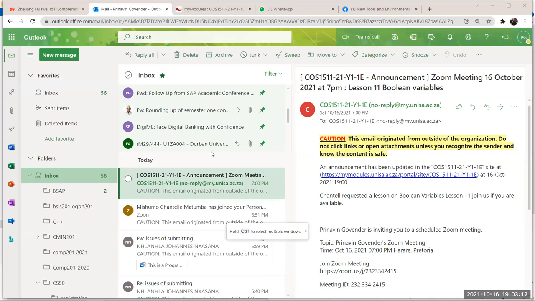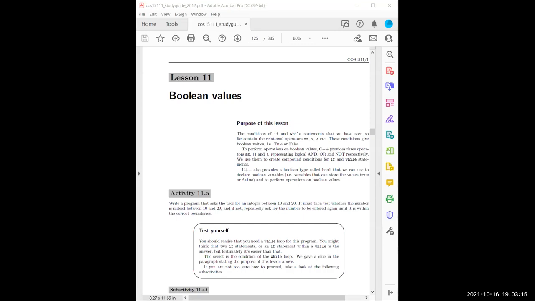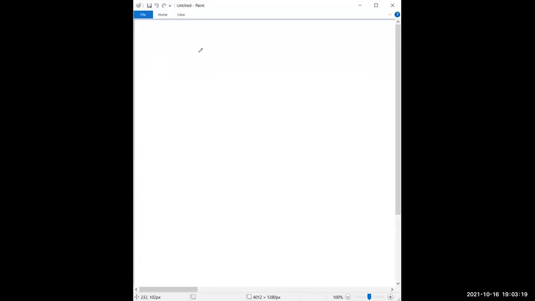And I'm going to share my screen, because I want to write for Chantelle. I want to try writing with her, right? So the lesson today is Boolean variables. I may just look like a little kid, B-O-O-L-E-A-N, Boolean, right?